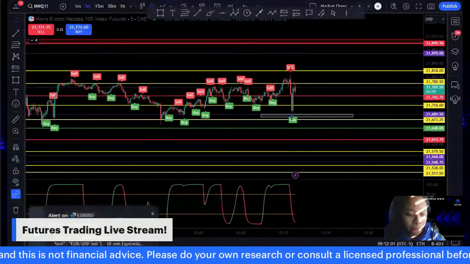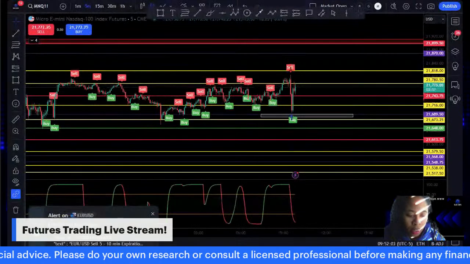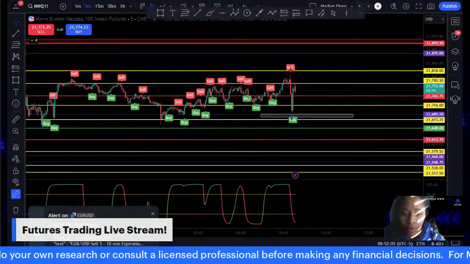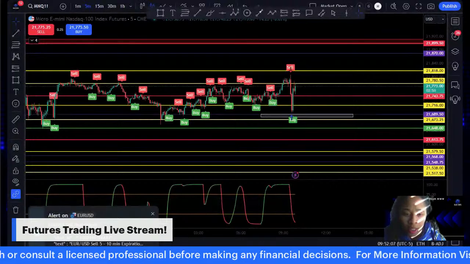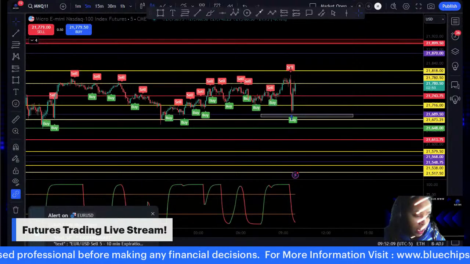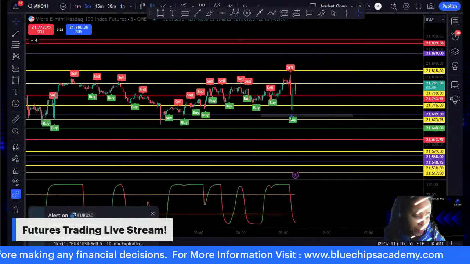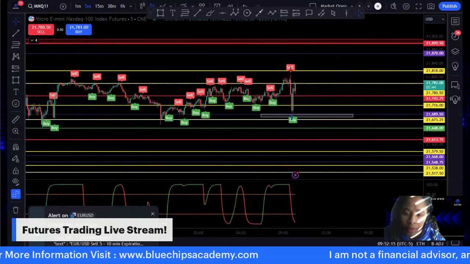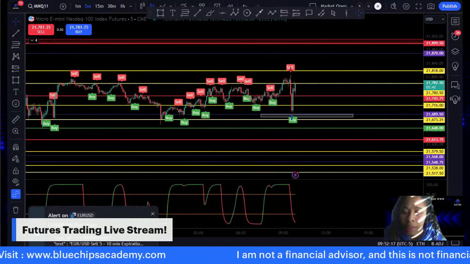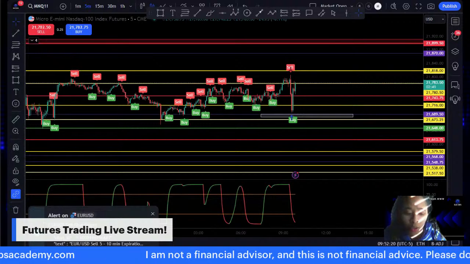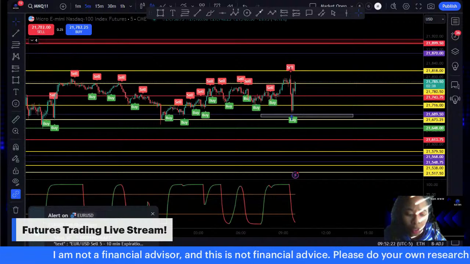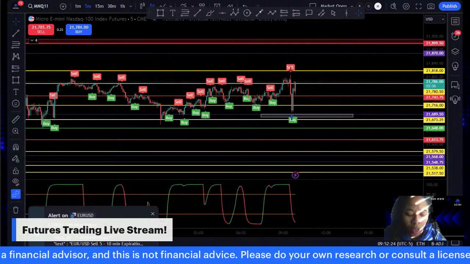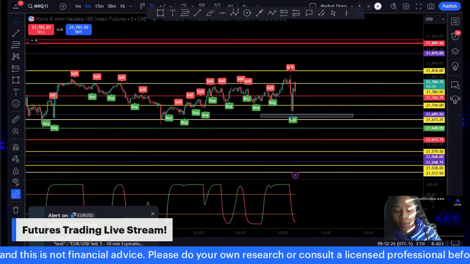All right, so let's see here. We have 2 minutes and 50 seconds left on this candle here, and we have 8 minutes left until the news happens. Sometimes price will move prematurely. It'll move before news.